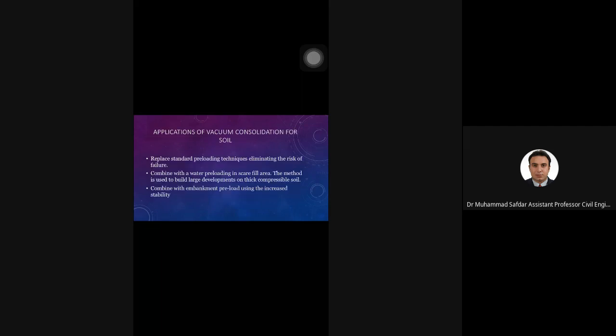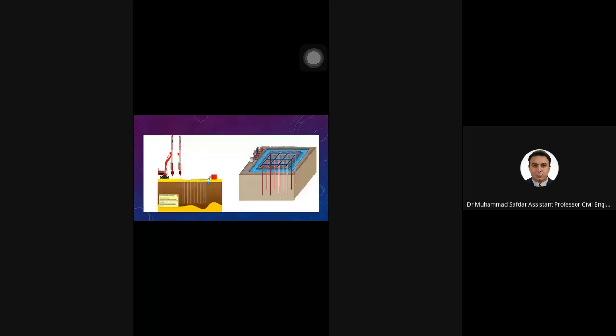constant total stress. The application of vacuum consolidation for soil replaces standard preloading techniques, eliminating the risk of failure, combined with water preloading in a scarce fill area. The method is used to build a large development on thick compressible soil, combined with the embankment preload using the increased stability. This is the pictorial view.